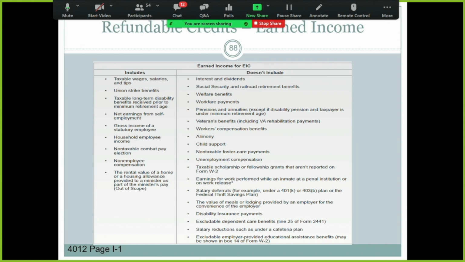Hence the name earned income credit. Individuals listed have to have earned income to qualify for the credit. So we're just going to focus on that first column. That is wages, salaries, tips. It could be union strike benefits. It could be taxable long-term disability benefits, so that's the 1099-R with box 7, code 3. Net earnings from self-employment, gross income of a statutory employee, and the non-taxable combat pay election, so these are our military individuals. Nonemployee compensation is still those self-employed individuals on there. So this would be earned income. They would have to have at least one of these listed on the tax return in order to be eligible to qualify for the earned income credit.